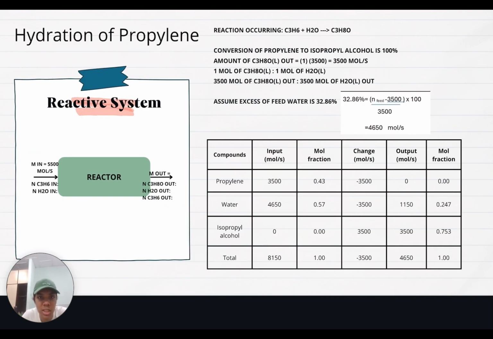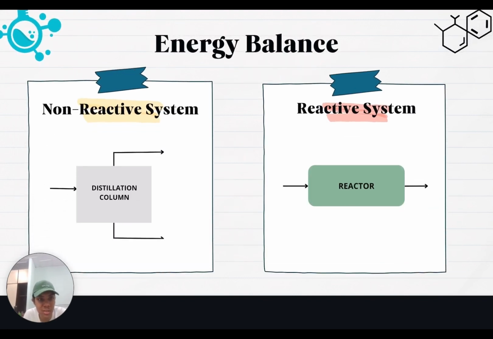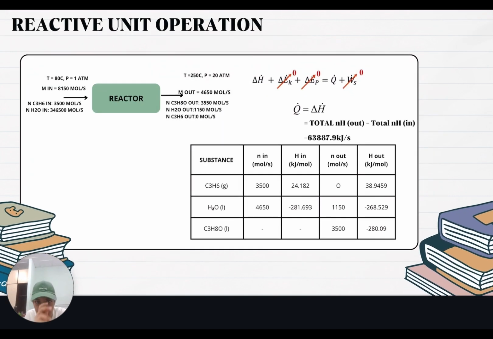And from these assumptions, we can then calculate the amount of IPA that will be produced, and from there we can compare the stoichiometric coefficient to find the water in the output stream, and we can find the value of input stream for water using the excess equation. Now for the energy balance, we are going to look at the reactive system first.